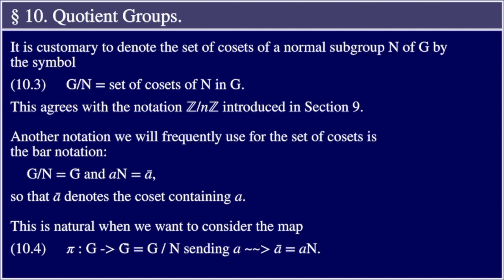Another notation we will frequently use for the set of cosets is the bar notation. G/N is equal to G bar and aN equals a bar, so that a bar denotes the coset containing a. This is natural when we want to consider the map 10.4, π mapping G to G bar equals G/N, sending a to a bar equals aN.